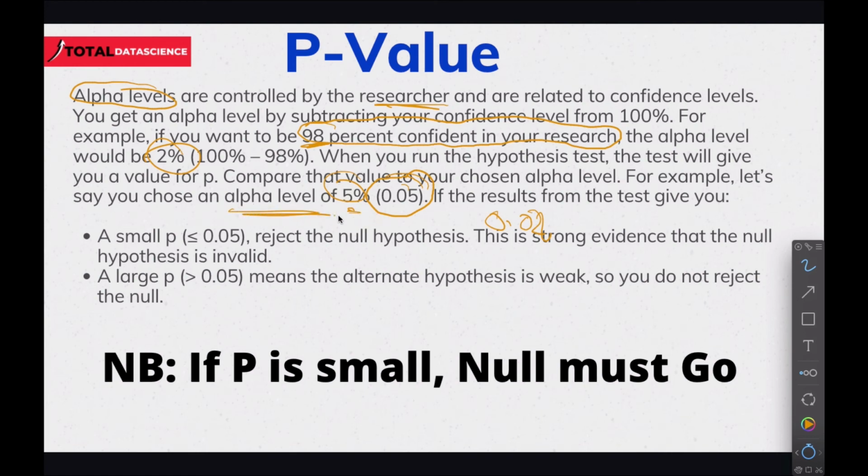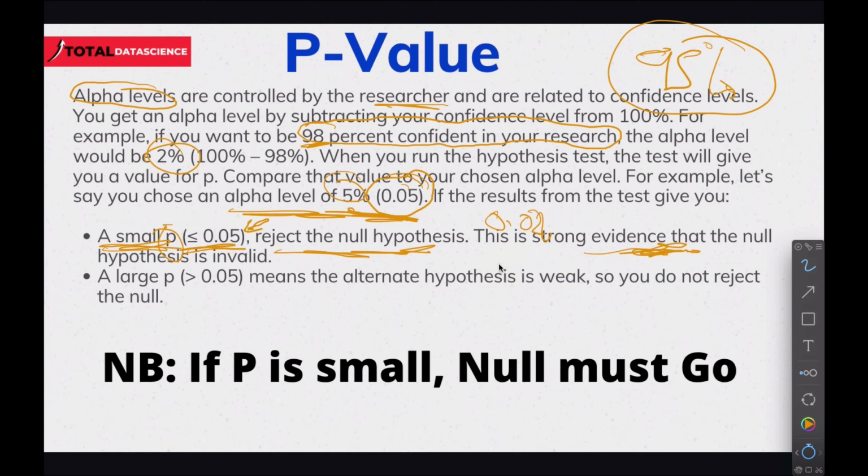So if you choose your alpha level to be, say, 0.05, then you want to be at 95%, right? At 95% of the time, you want to be confident that your result is actually right. So if you now calculate the p-value and it is smaller than this significance level that you have taken, then you're going to reject the null hypothesis, and that means that you have strong evidence against the null hypothesis.